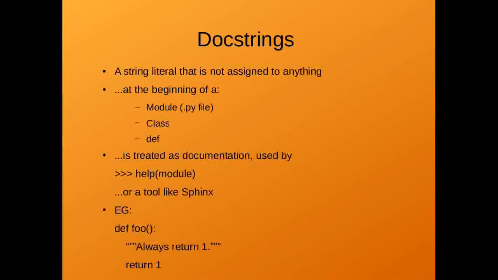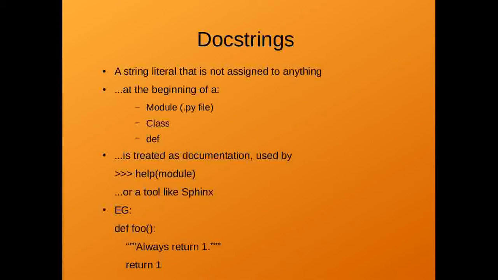Docstrings are a useful part of Python, sometimes underappreciated, I think. A docstring is a string literal that is not assigned to anything. In particular, at the beginning of something, like a module or a class or a function or a class's method. And a docstring, the first one, is treated as documentation, which is used by help of module, for example, or help of FN or whatever.